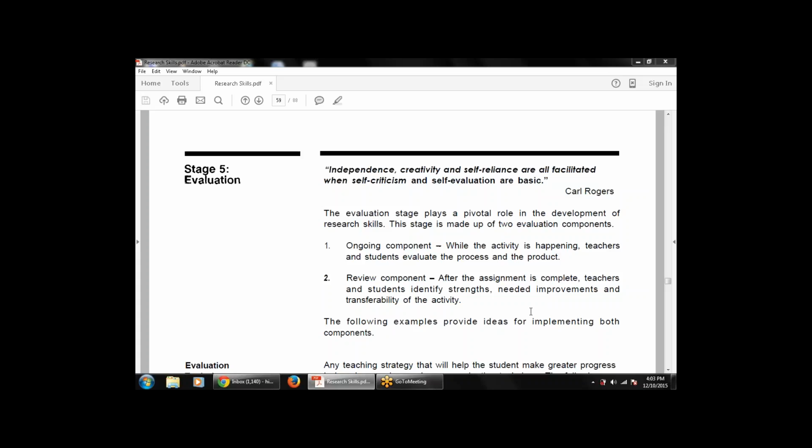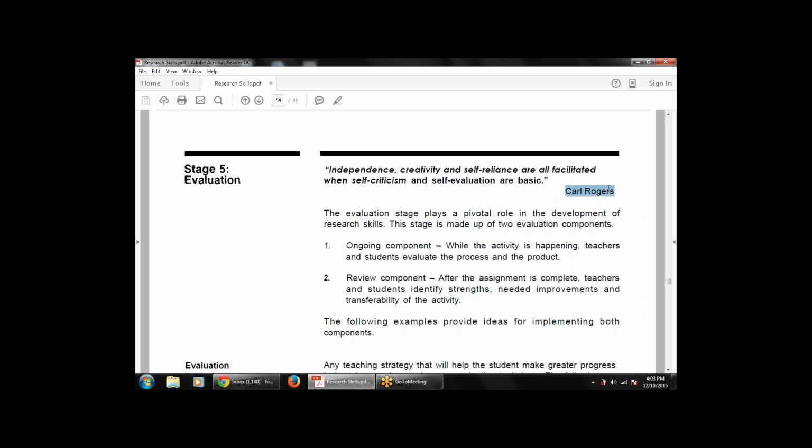In the last class we started with the chapter 6 topic, stage number 5, evaluation. That is how we can put evaluation into practice, with a live example. Independence, creativity and self-reliance are all facilitated when self-criticism and self-evaluation are the basics.